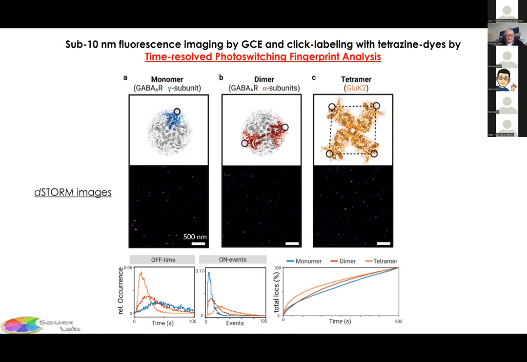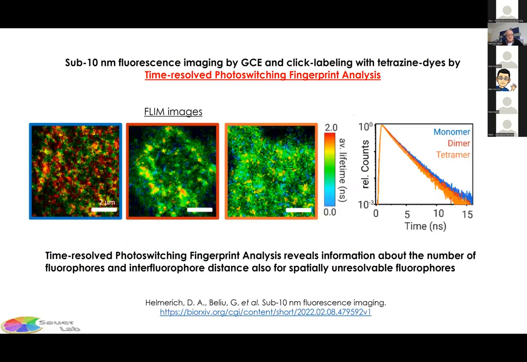And if we then again have a look at the localization statistics with time, we see that something is going on with the tetrameric glucose 2 receptor at least. The same we saw for the 3 and 6 nanometer DNA origamis. And also the lifetime data corroborate that information about the number of fluorophores and the distance can be unraveled by analyzing these photo switching fingerprints. So the blinking pattern during the first seconds and the lifetime of these samples.